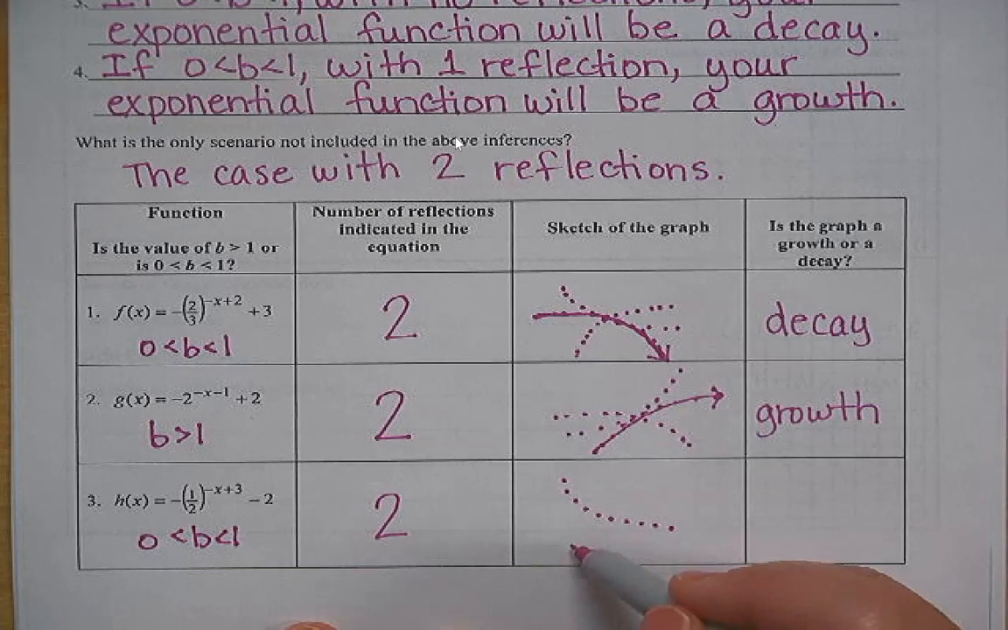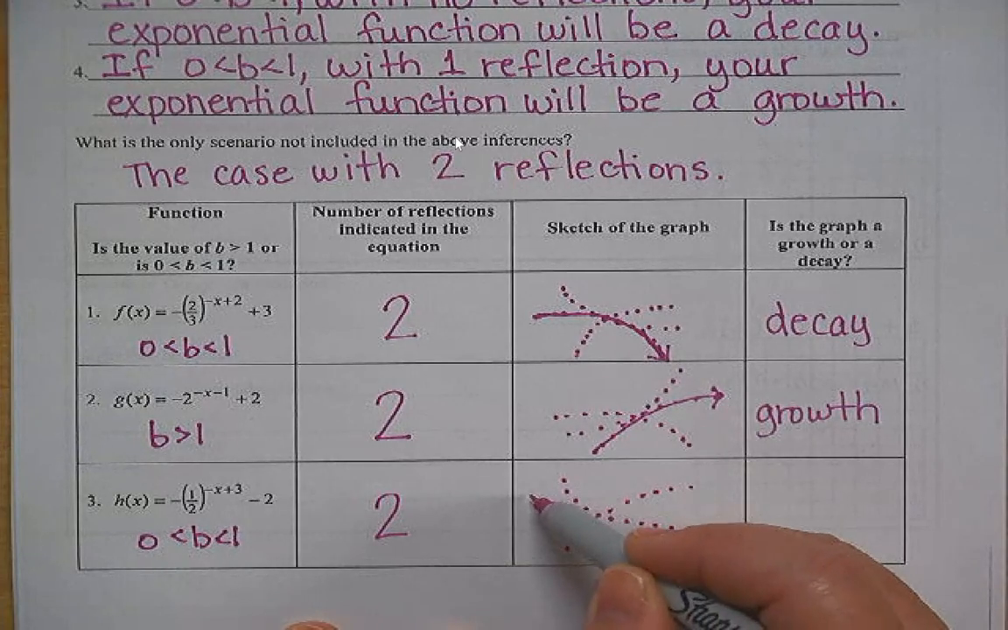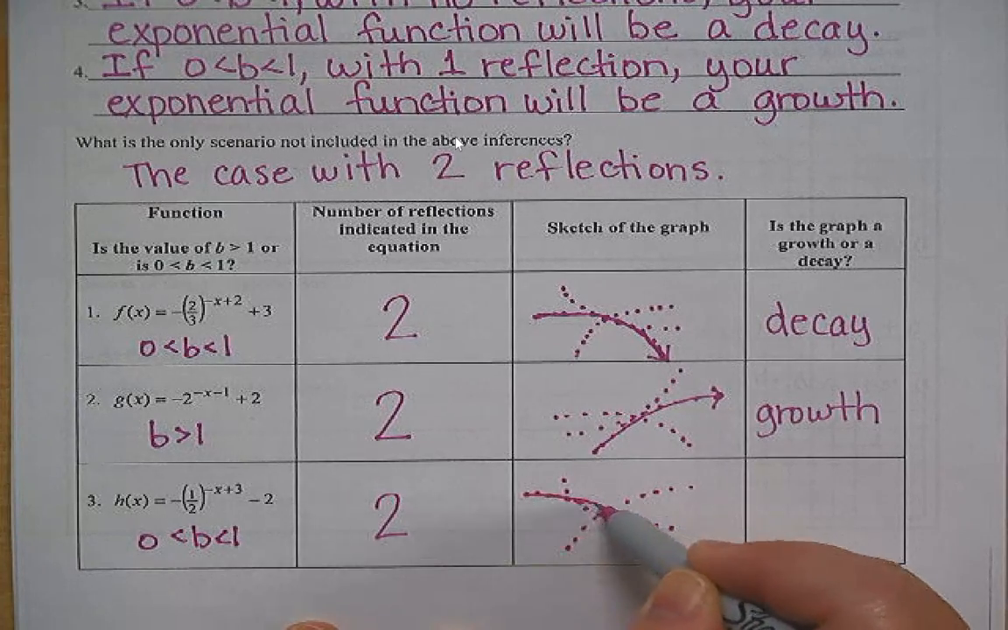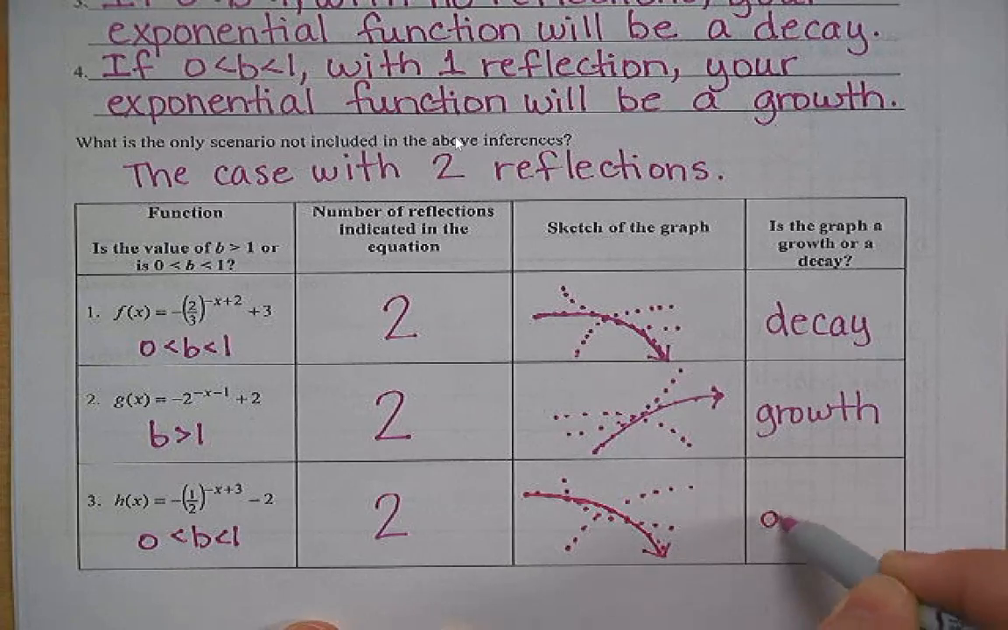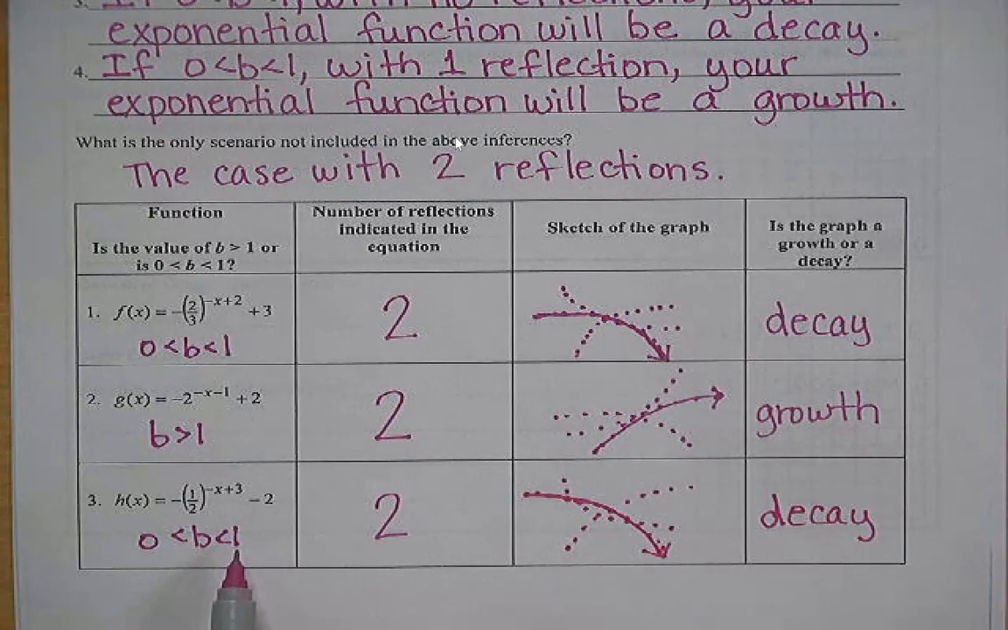Reflecting across the x-axis would flip this upside down. And reflecting across the y-axis would flip it vertically, and so would end up a decay. So again, the B value being between 0 and 1 indicates a decay. 1 reflection turns it into a growth, but 2 reflections back into a decay. So in the next video, we will clean up the inferences that we made earlier in the page to wrap this up.